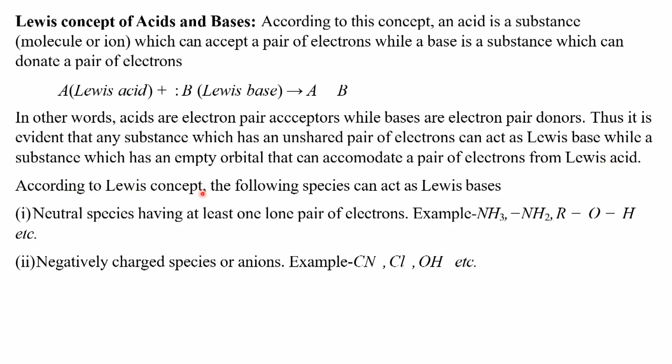According to Lewis concept, the following species can act as Lewis bases: neutral species having at least one lone pair of electrons. For example, NH3, we know the nitrogen in NH3 contains a lone pair of electrons here. Amines, then ROH, etc. Negatively charged species or ions, for example, CN minus, Cl minus, OH minus, etc. So they act as Lewis bases here.